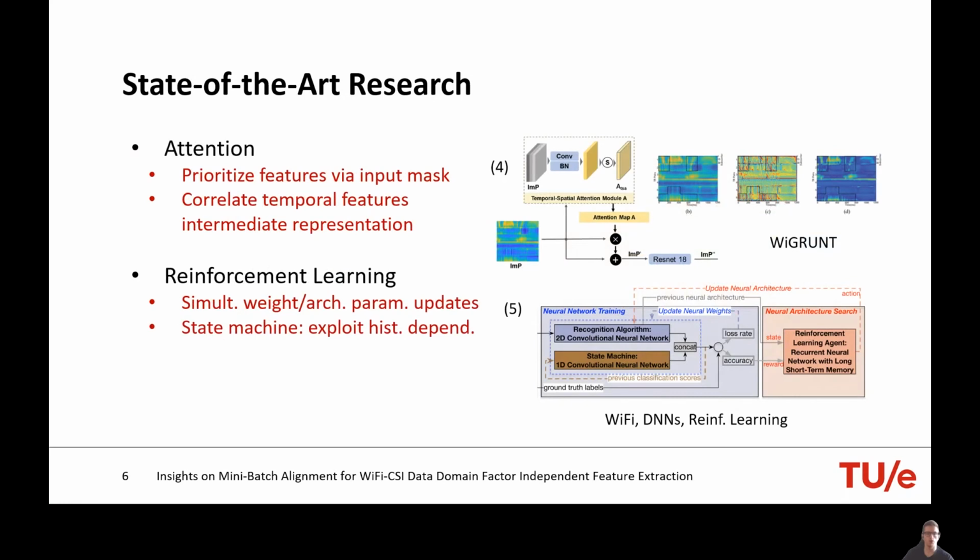Lastly, researchers have also tried to use attention, which basically prioritizes features from the input samples, but it has also been used to correlate temporal features in the intermediate representation. Lastly, people have also tried to use combinations of NAS, neural architecture search, and reinforcement learning, and this is also shown to be favorable for learning features that do not depend on specific domains in which these features were measured.